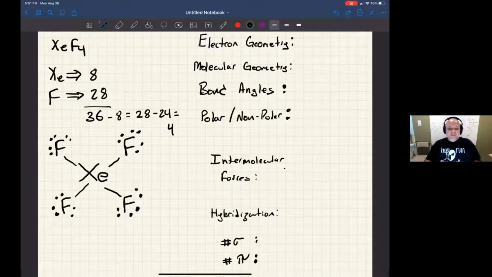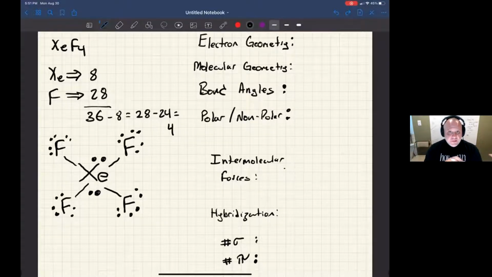Okay, xenon is something that can do an expanded octet. So I would just take those leftover 4 electrons and make an expanded octet by putting 2 lone pairs around xenon. So now it's time to figure out the electron geometry.